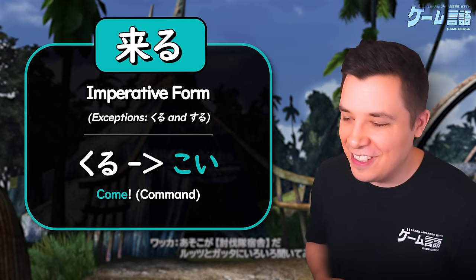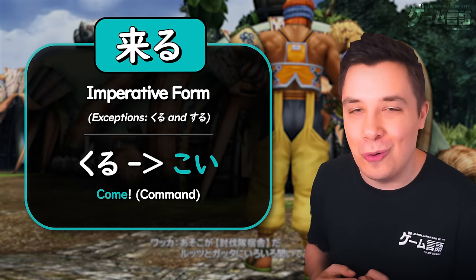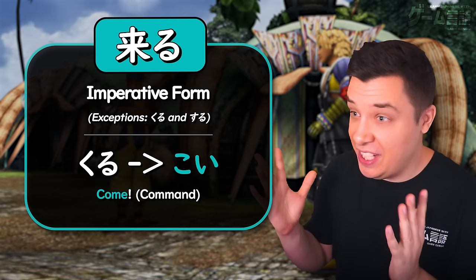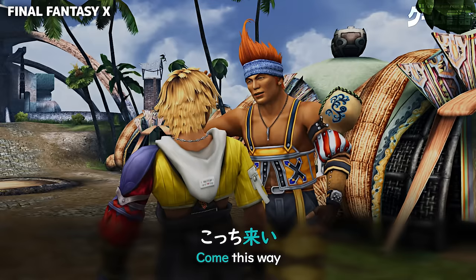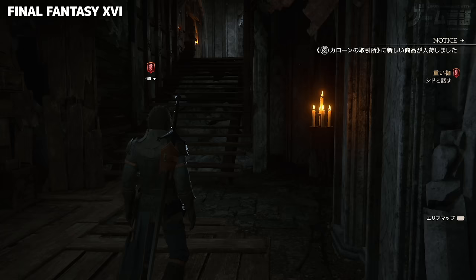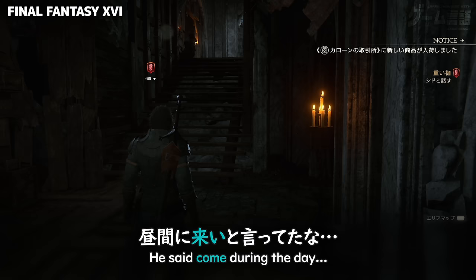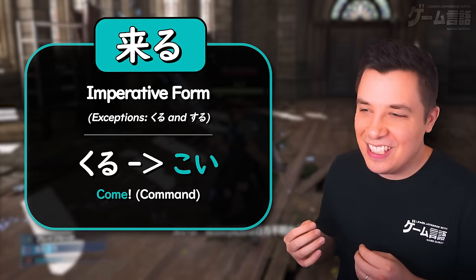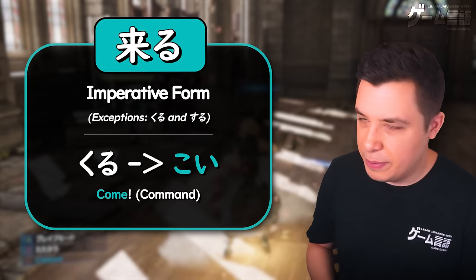The imperative ordering form for kuru is actually koi. So again, breaking all of the rules we just learned previously, koi, koi. こっち来い。 なんだよ。 But just remember, this is a bit more of a ruder way of asking someone to do something. It's very, very strong, right? Koi, come here. 広間に来いと言ってたな。 If you wanted to be a bit more politer, you would just say kite, use the te form. But if you want to be strong, koi.